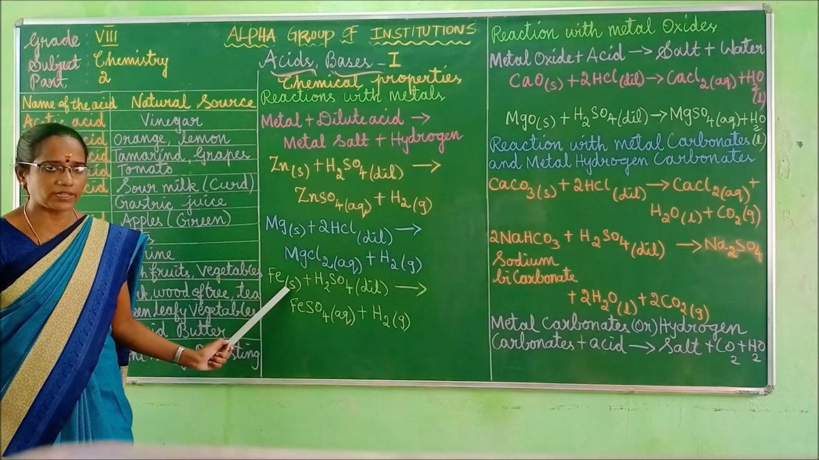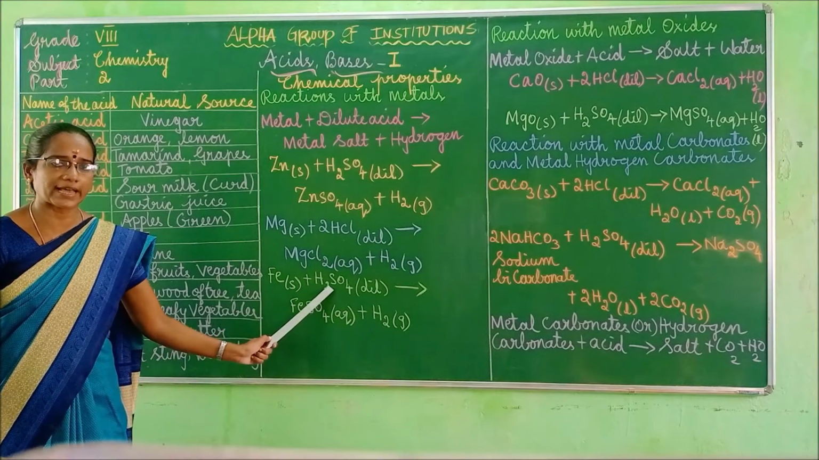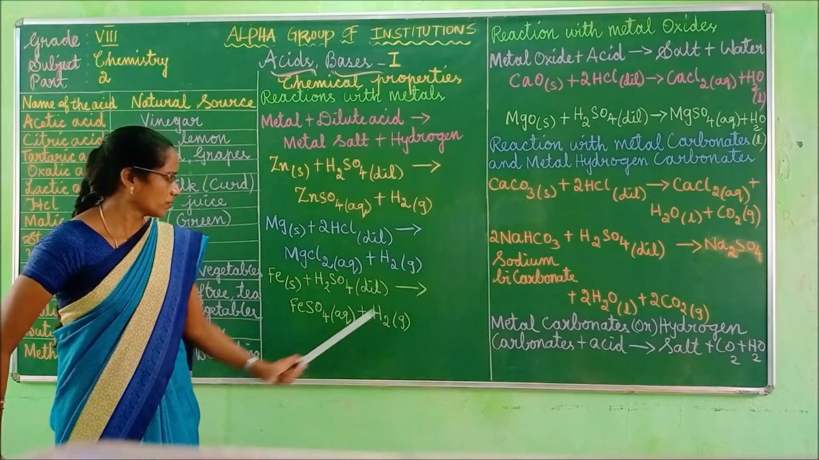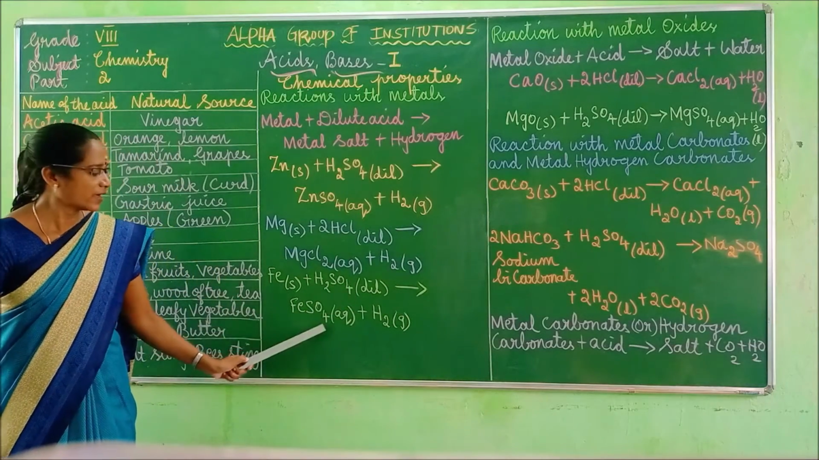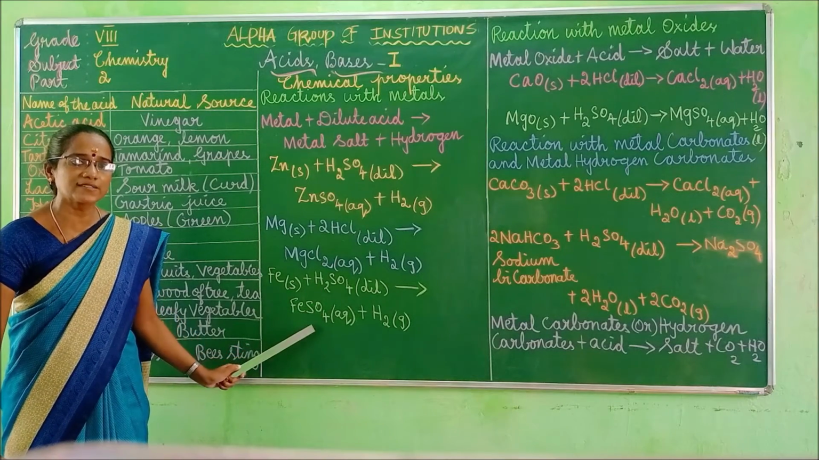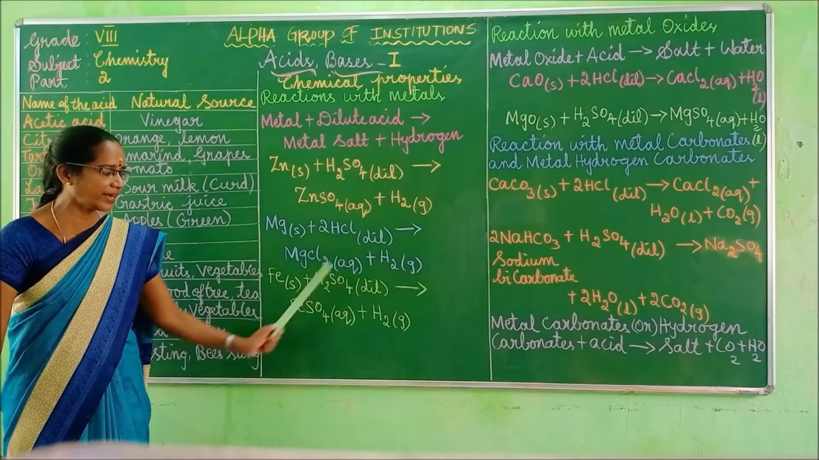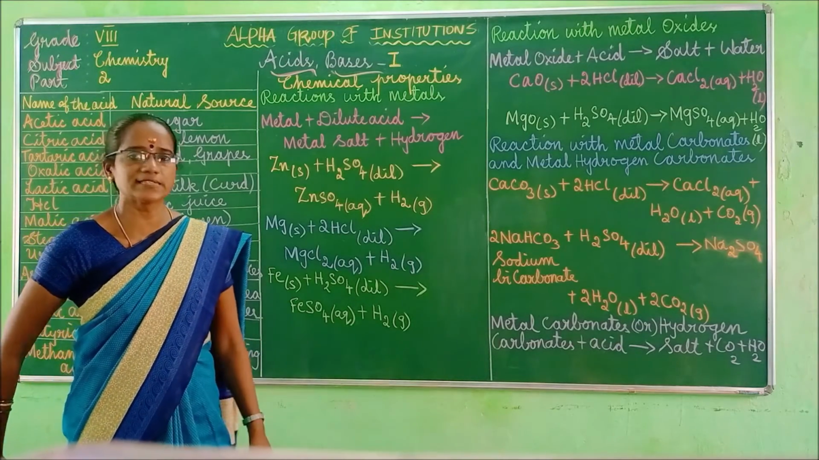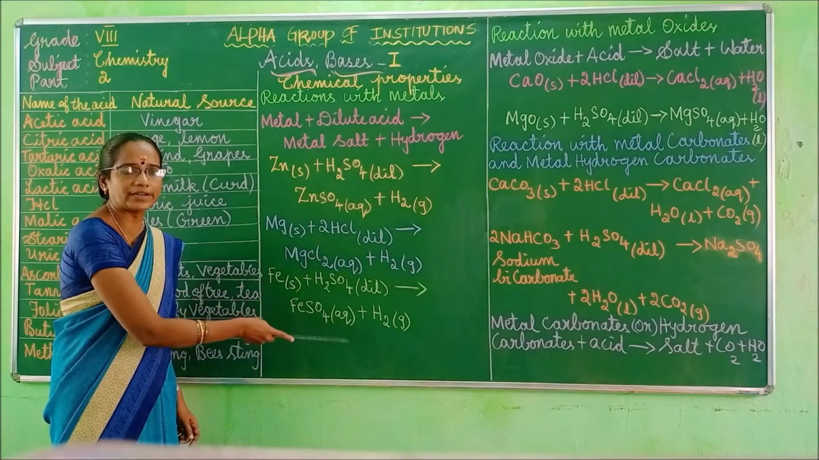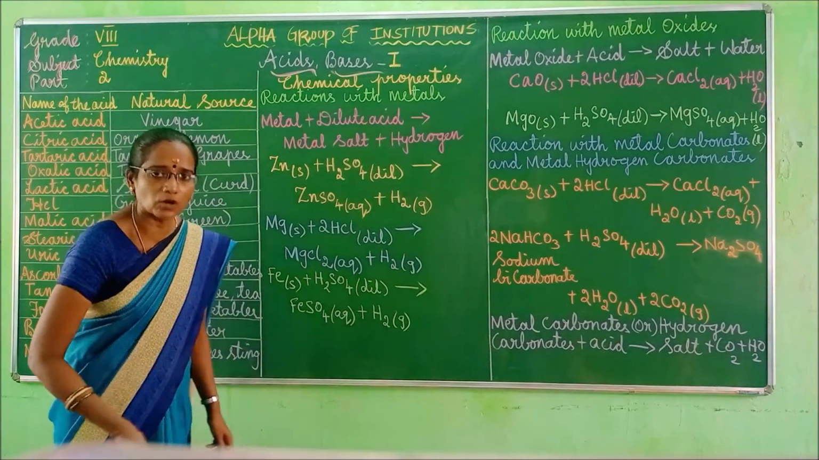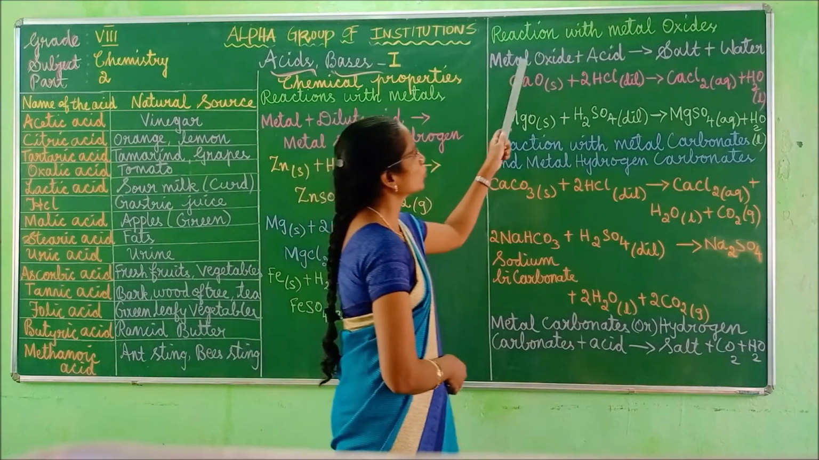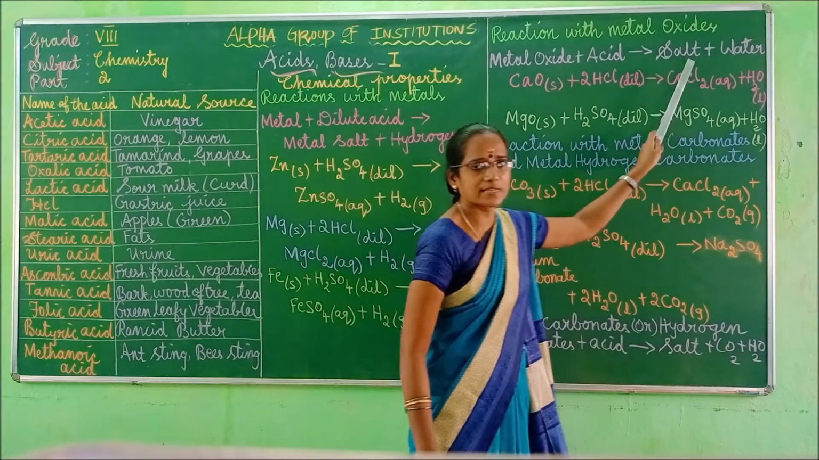Next one is iron. Fe is a solid. It reacts with dilute sulfuric acid, H2SO4. Both react to produce ferrous sulfate, or iron sulfate. FeSO4 is ferrous sulfate, or... making mistakes. Okay, right. Next we can go to the reaction with metal oxides.